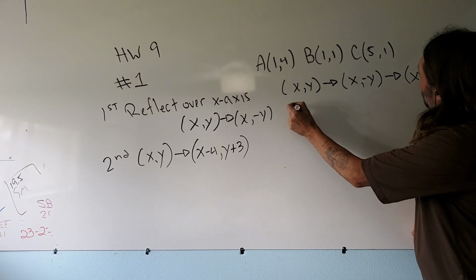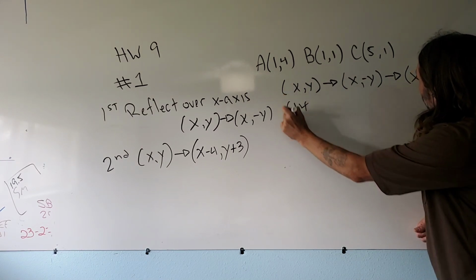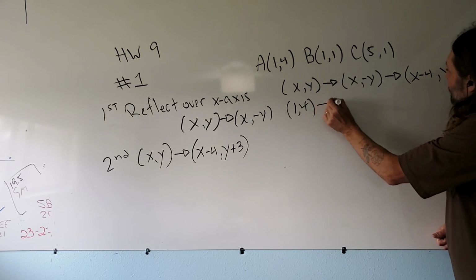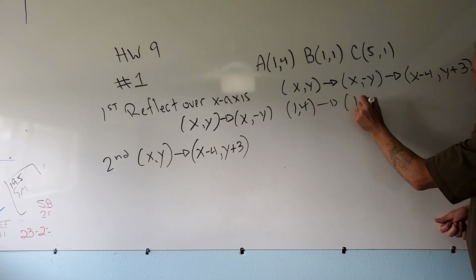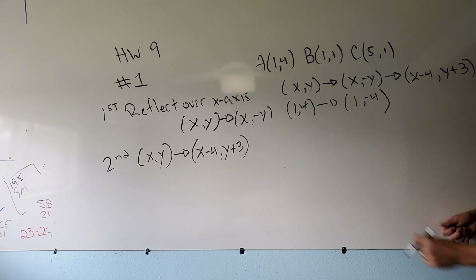Okay, so when I first saw this kind of notation, I would try and take this and apply it to this, but that's not what you're doing. Just work through with the points. So if I start off with a 1, 4, I'm going to change the sign of my 4 because that's my y value. And now I'm going to apply this.